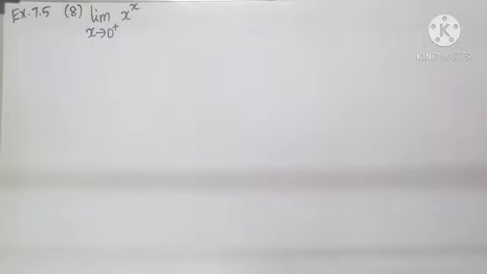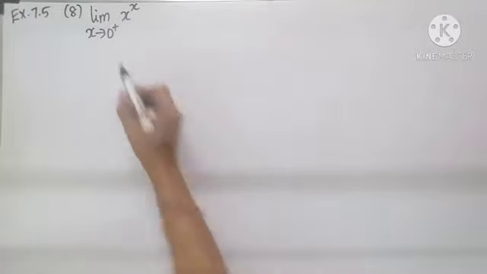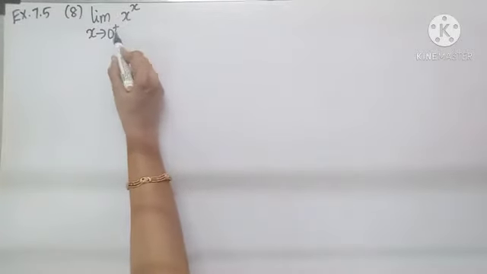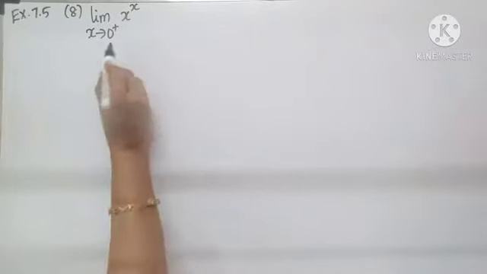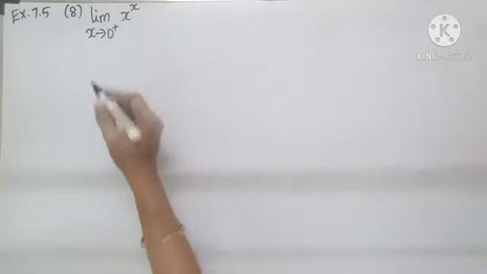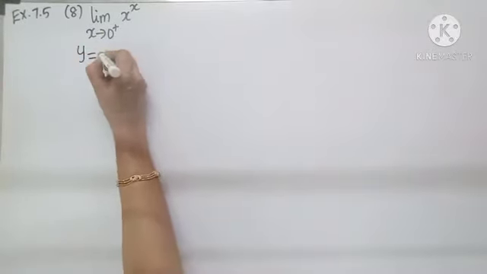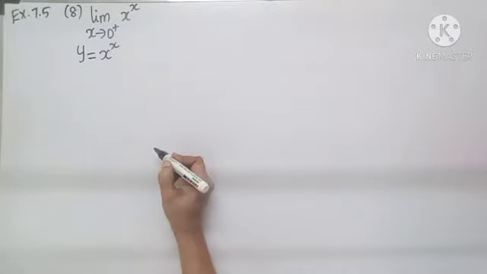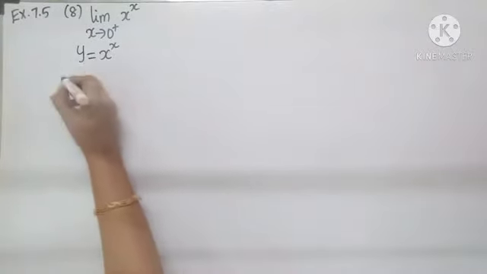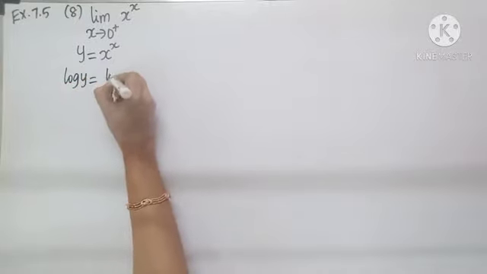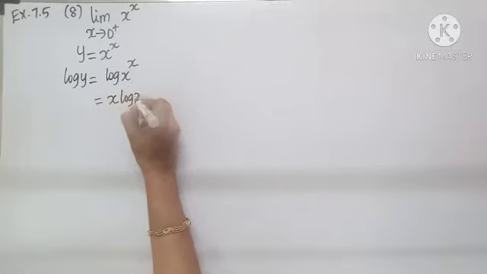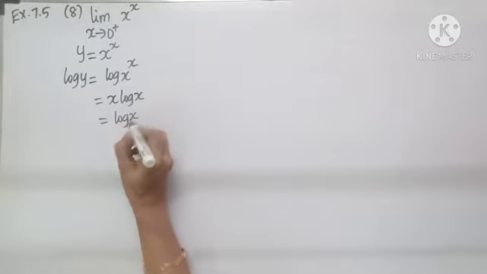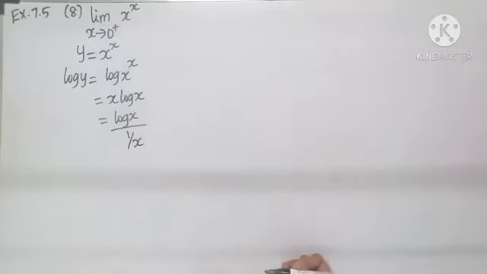Exercise 7.5, question number 8, limit x tends to 0 plus x power x. The 0 plus tells us we approach 0 from the right side. The negative side is ignored. That is the major idea. The given problem, let us assume as y equal to x power x. Taking log on both the sides, log y equals log x power x, or I can rewrite it as x log x, which can still be written as log x by 1 by x.